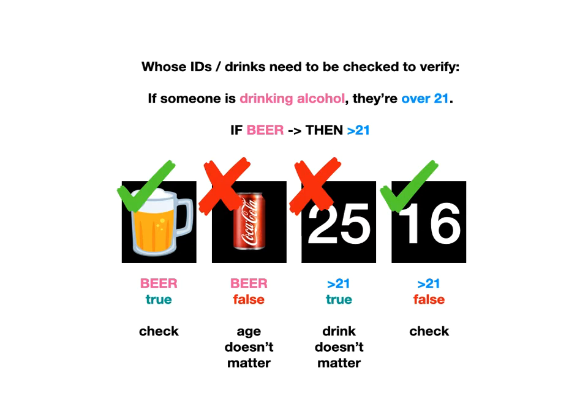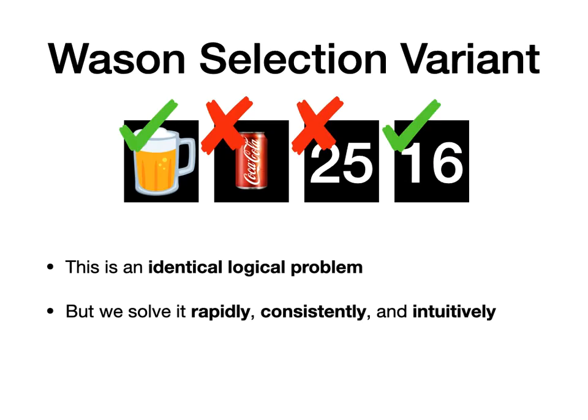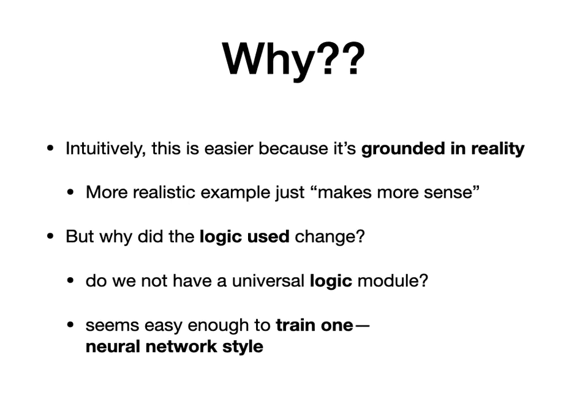And the Coca-Cola person, we don't care how old they are. We care about the 16-year-old. This is wild. So it's identical logic. I didn't change it. The only thing changed here is the cover story. We solve it rapidly, consistently, and intuitively without any effort. What the heck is going on?